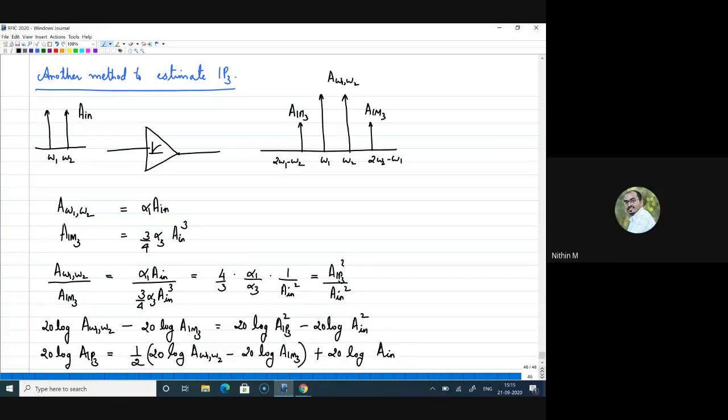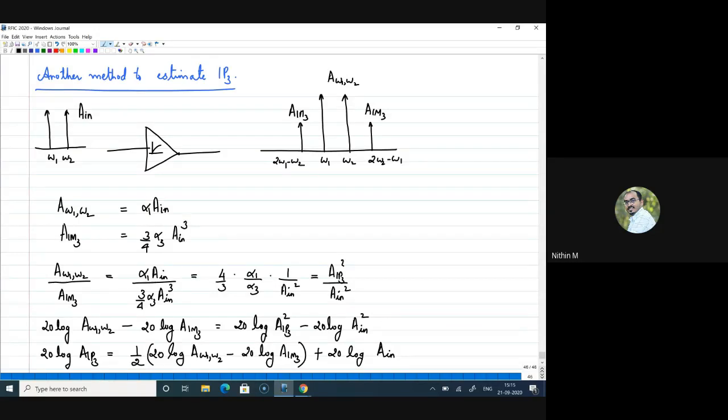So now what we can see here is that the 20 log AIP3 value can be obtained as follows: you have the input signal amplitude, and to that you add the difference in power between the fundamental component at the output and the intermodulation component. That will give you the AIP3 value, right?